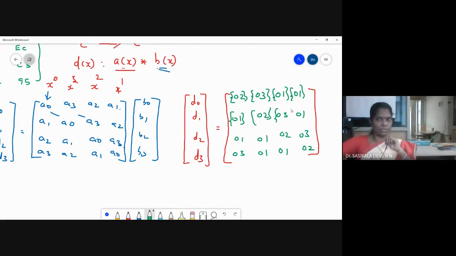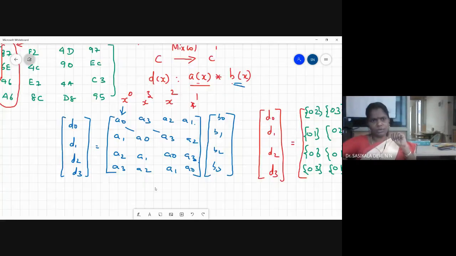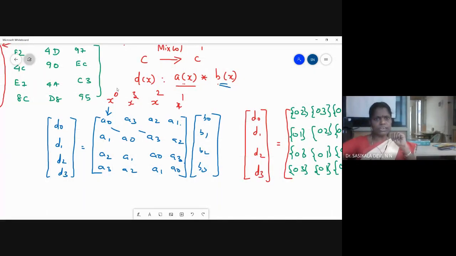So this one is to be represented like this. All these coefficients are polynomials over GF of 2 power 8, so represent them using a set symbol. Now this matrix is to be multiplied with the column matrix. So take out the first column alone. What is the first column in the state array?